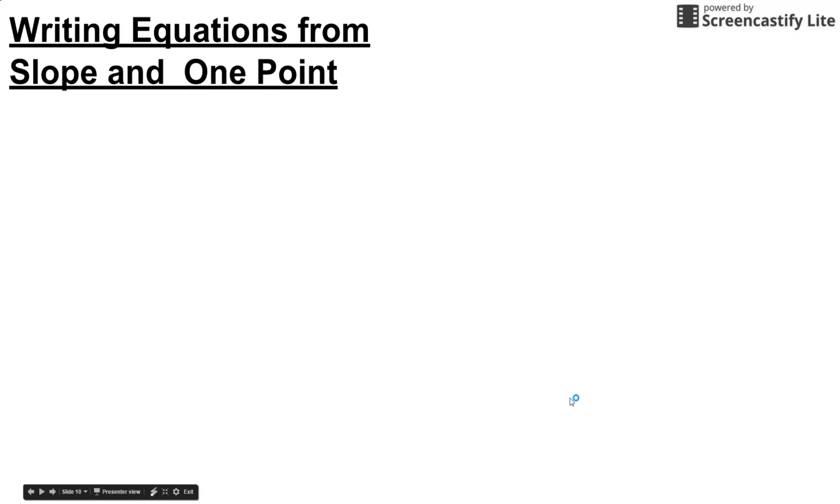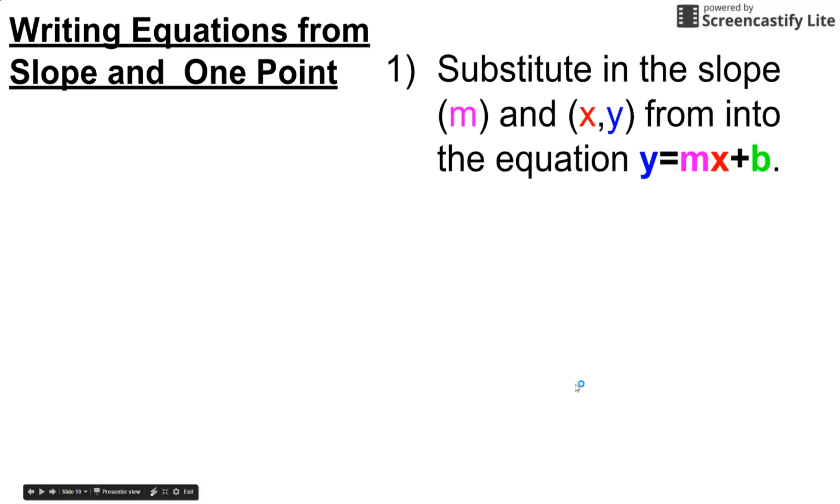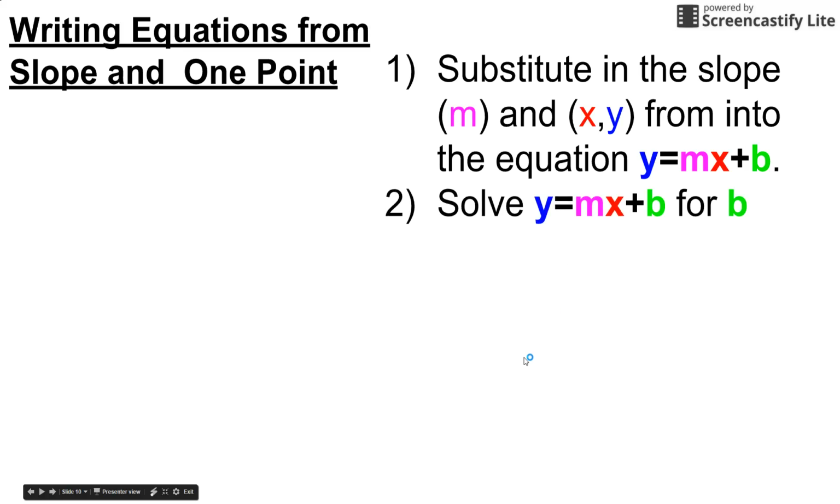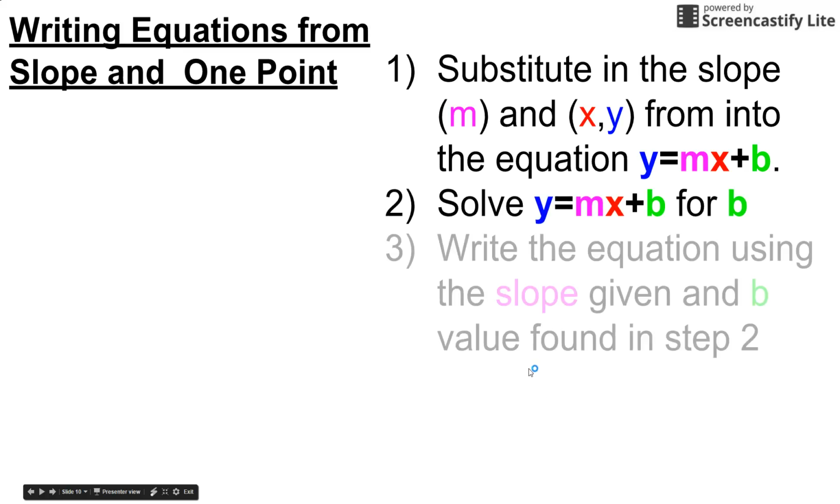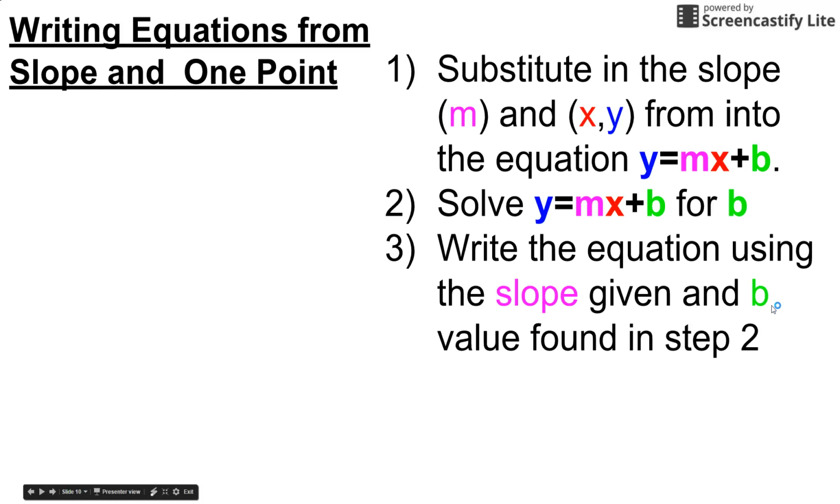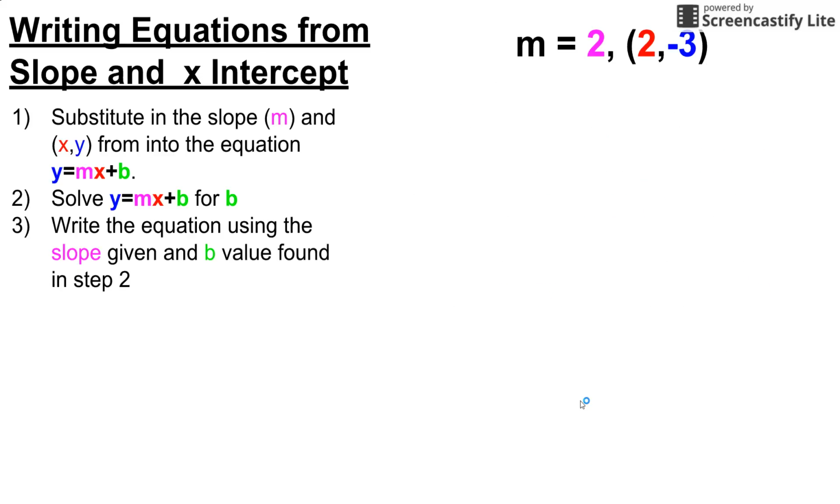Now what if you're given the slope and only 1 point? It's really the exact same process that we just went through with the x-intercept, except one of them isn't a 0. We're just going to substitute in m, x, and y into the equation y equals mx plus b, solve for b, and put our slope and our b values back into the equation, y equals mx plus b, and we're done. So we're going to do a few examples of that.